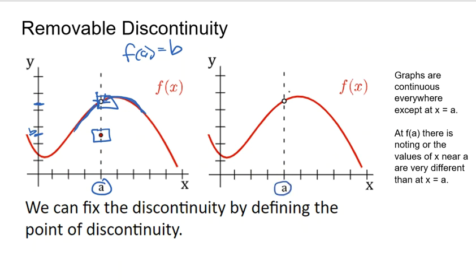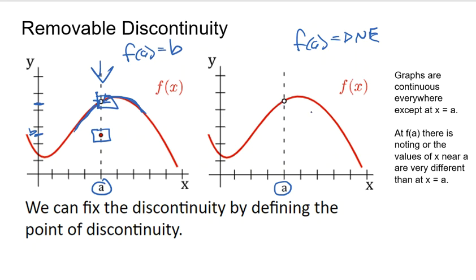If I notice there is no point at f of a, so f of a does not exist. I mean, here, I took the point, but I moved it. So there's still a point there. I just put it somewhere else. Here, I literally just threw the point away. It's called a hole. And that creates an issue.